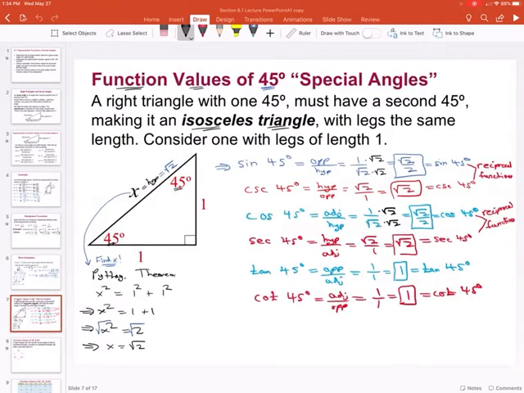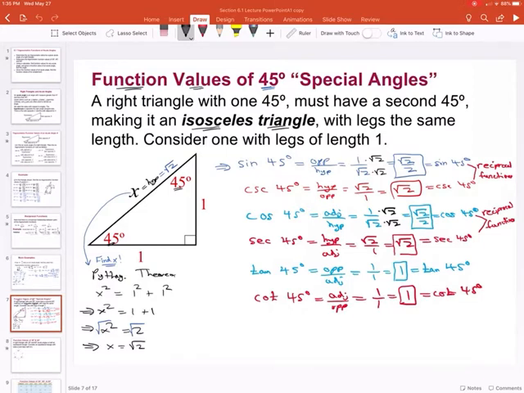So going back, looking at our 45 degree angle, I want to look at finding the trig function values, and these are values that we want to know. We're going to spend time with them all semester. We're going to use them as reference as we move on to different angles from different triangles, different rotations, different approaches as we move through the semester.